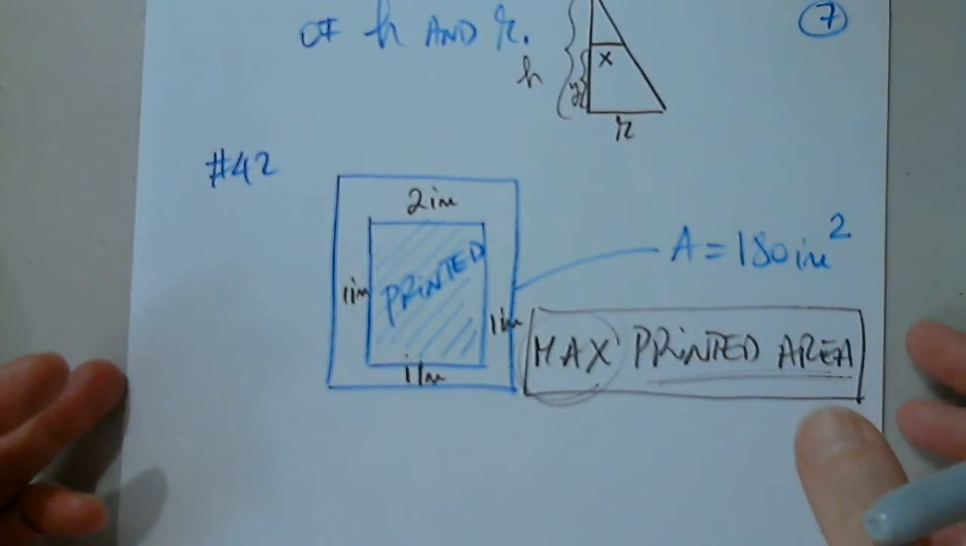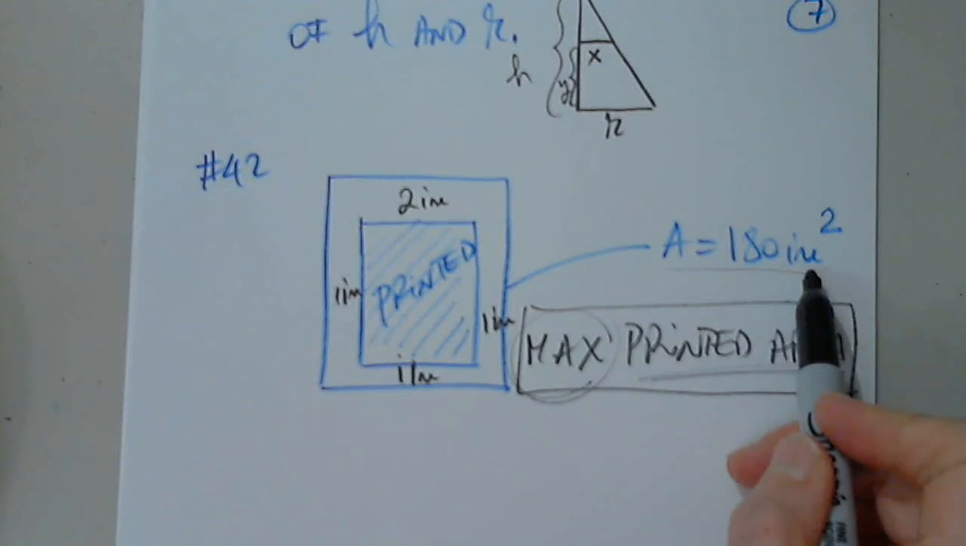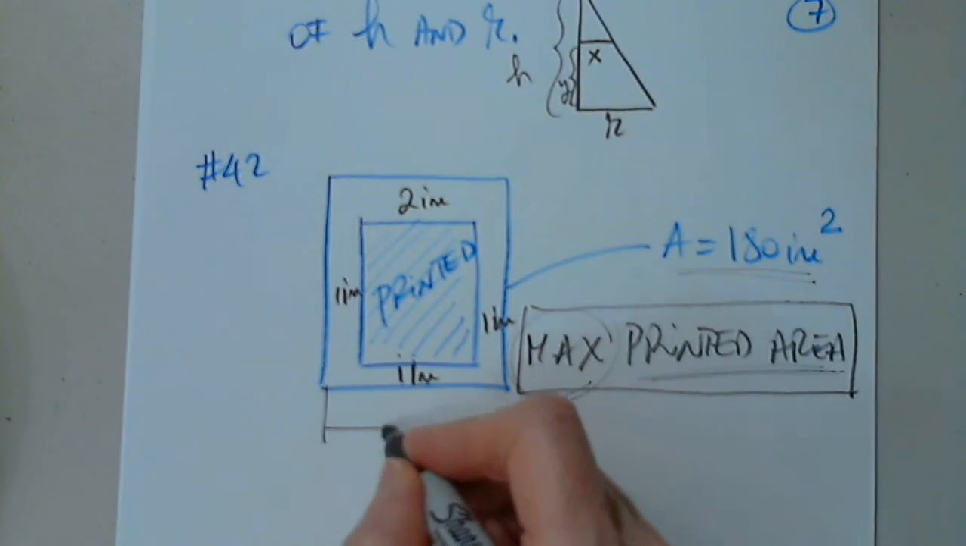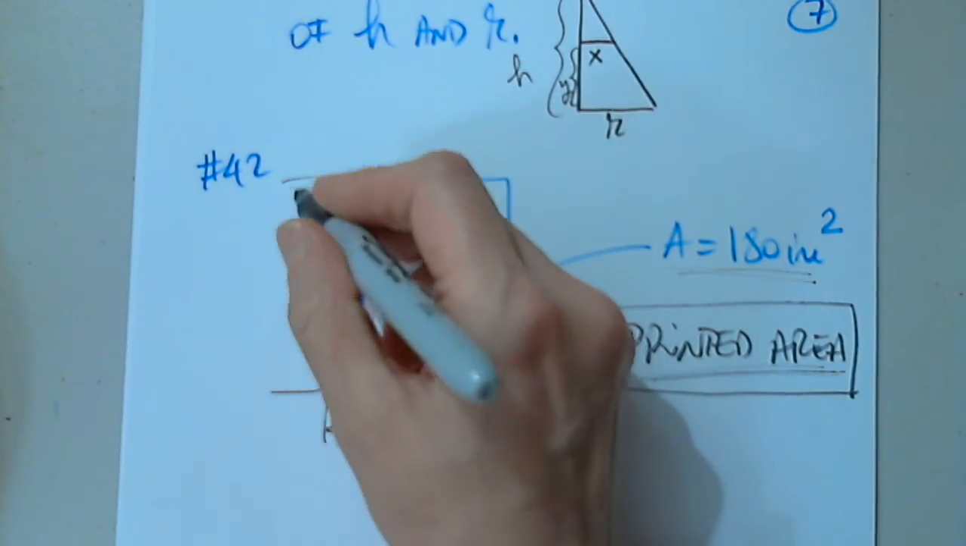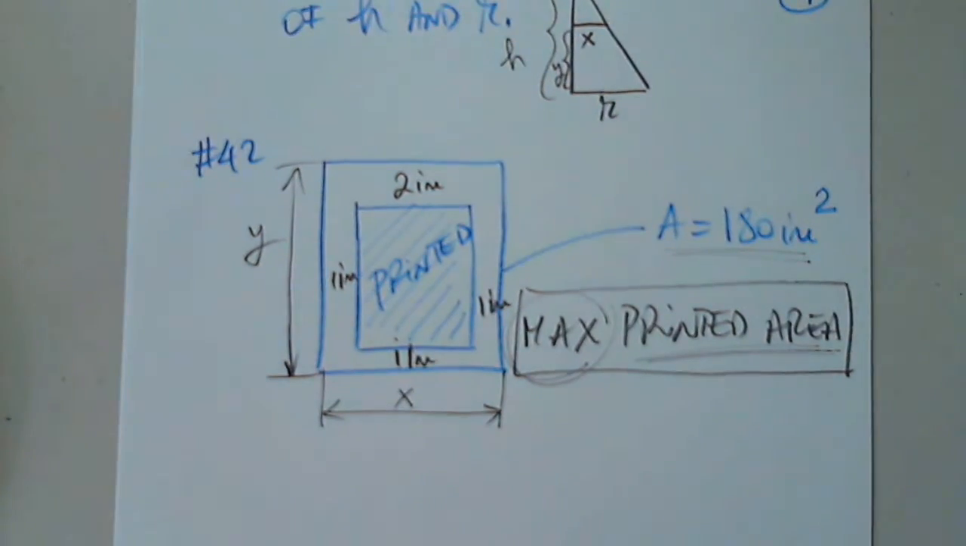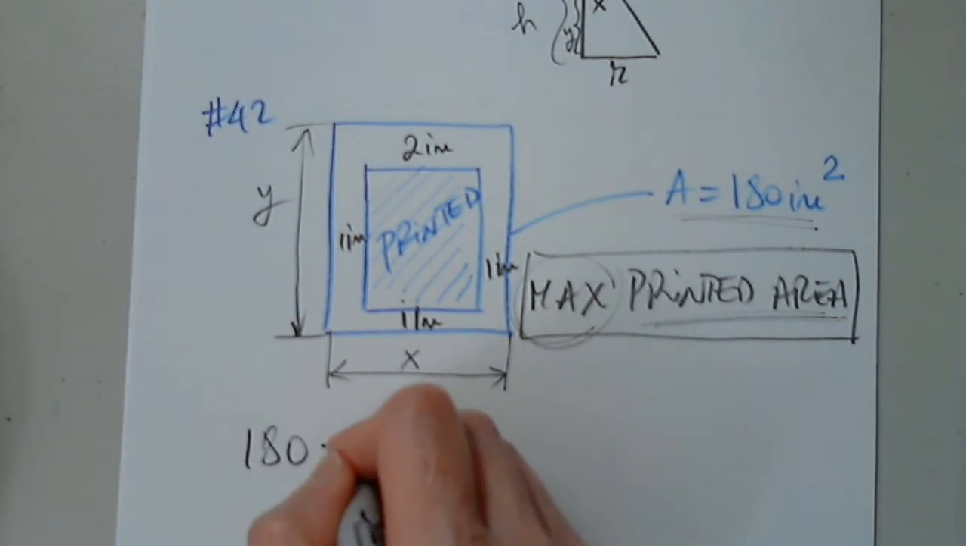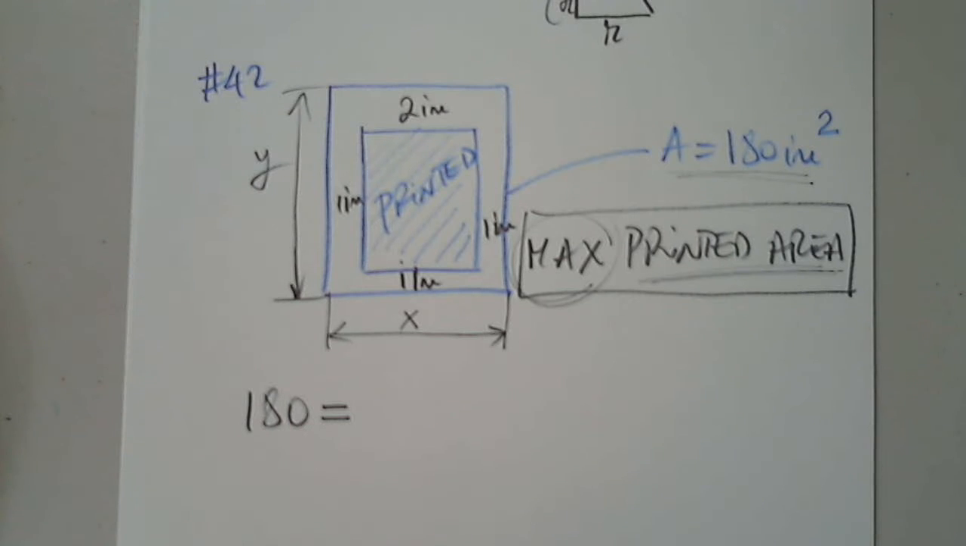Okay? So we are given the entire area. So I'm going to have to use some names. I'm going to say this is X, label those, and this is Y. So obviously 180 must equal, 180 equal to?